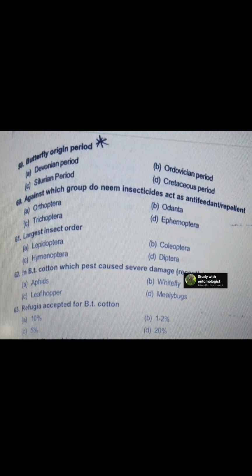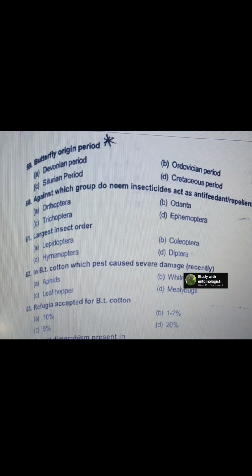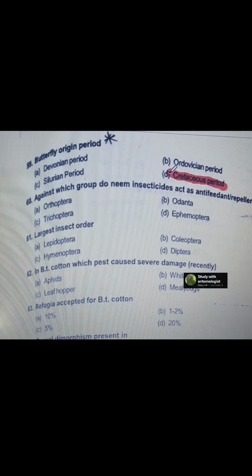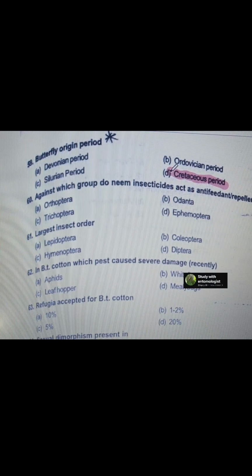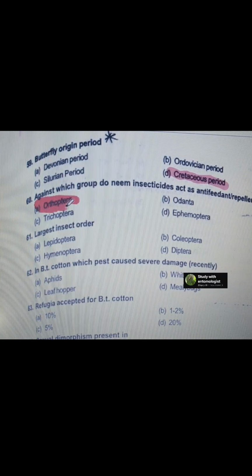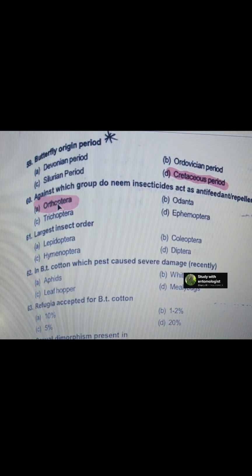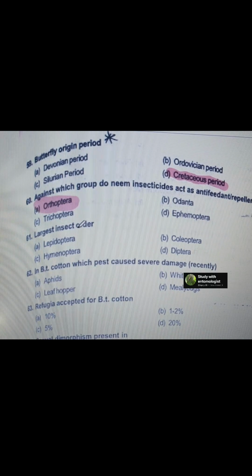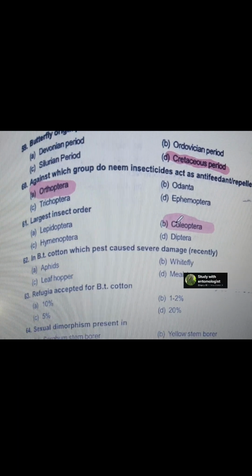Next question: butterfly origin period is. Its origin period is Cretaceous. Next: against which group does neem insecticide act as an antifeedant or repellent? For Orthoptera, basically for the locust, we use neem as an antifeedant or repellent. Then, the largest insect order is Coleoptera, in which Curculionidae is the largest family.